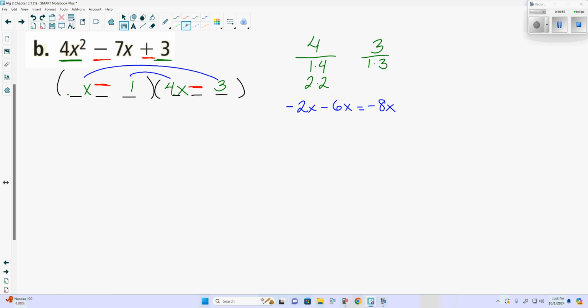And we can check it again. X times negative 3x would be negative 3x. Negative 1 times 4x is negative 4x. Negative 3x minus 4x is negative 7x. Is that the middle term we wanted? So our final answer is x minus 1 times 4x minus 3. We'll stop here and finish this up tomorrow.